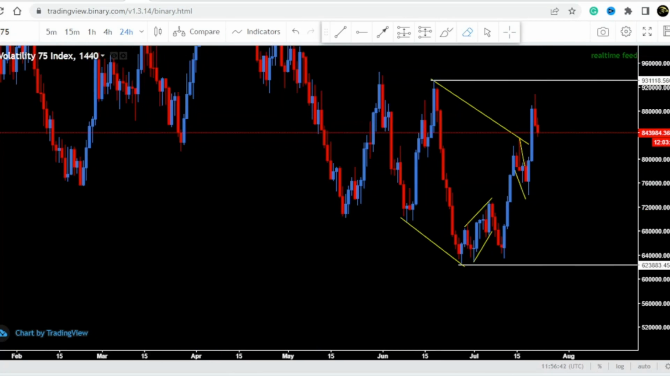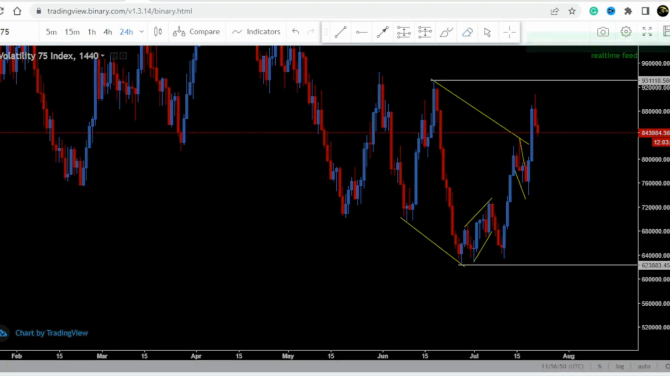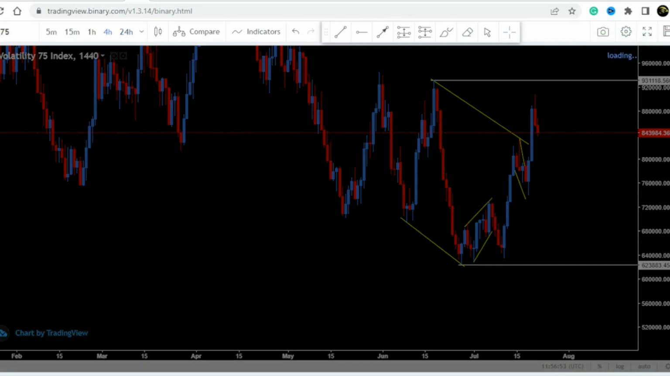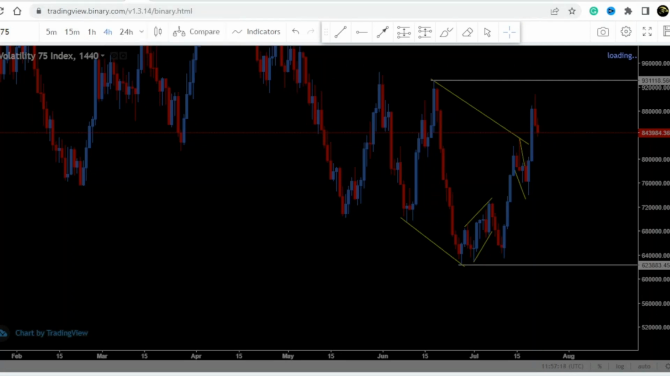Let me go to the 4-hour time frame. Always remember, on the top right here you see save chart. You have to click on it, otherwise the drawings will just vanish when you move to other time frames, okay. So every time you draw, click on save chart over here, so that your trend lines and whatever tools you're using are saved. And if you want to access this trading view, of course you go to tradingview.binary.com, okay. That is what you have to do.